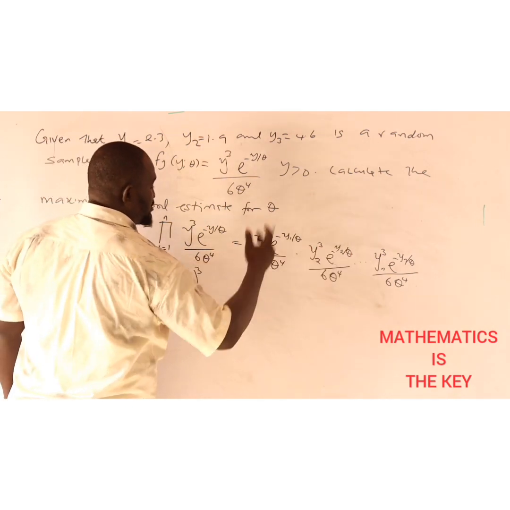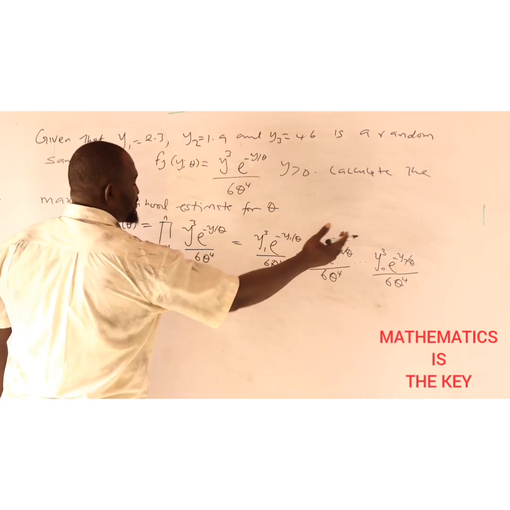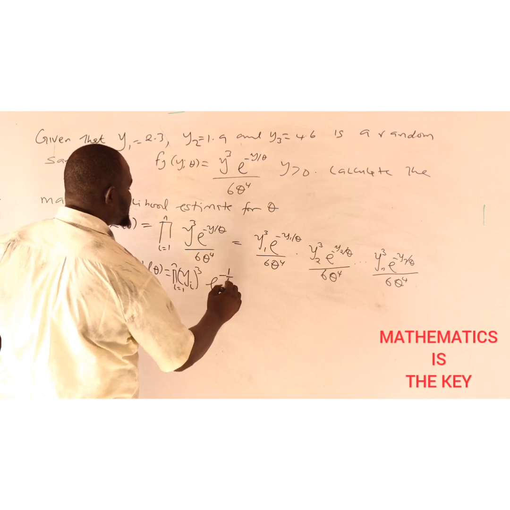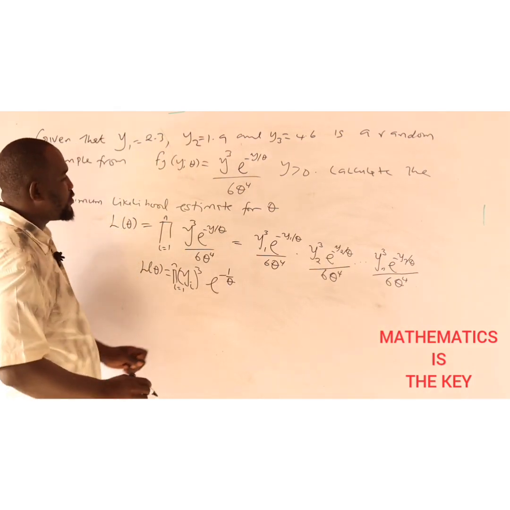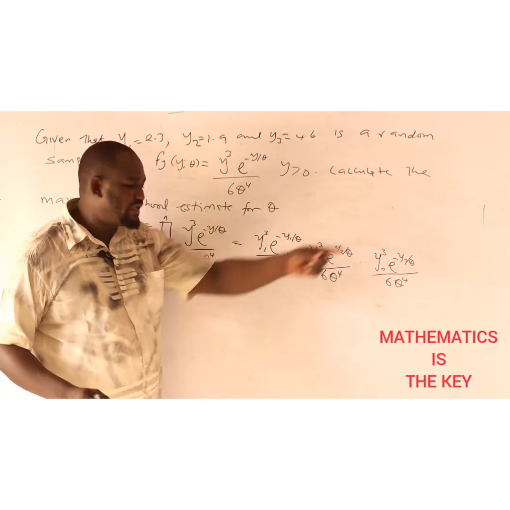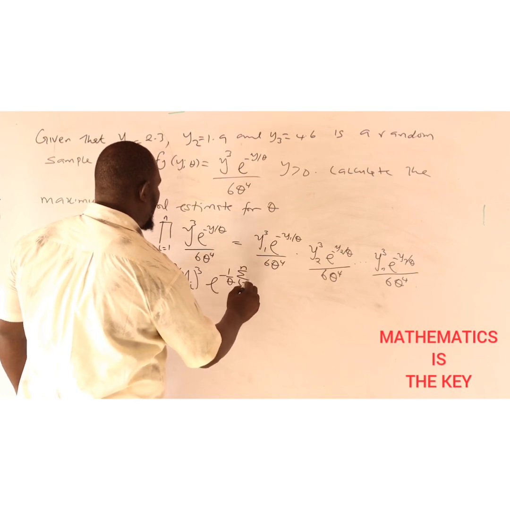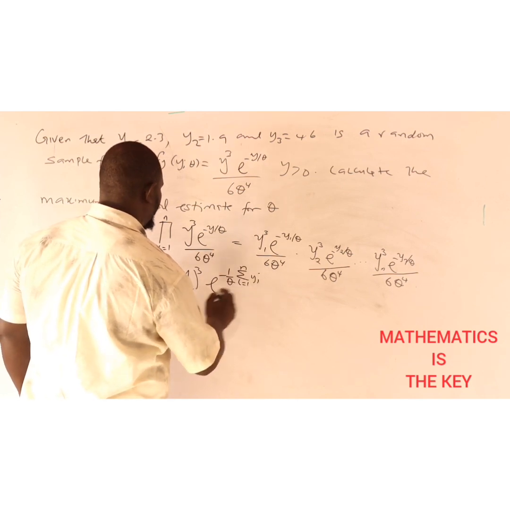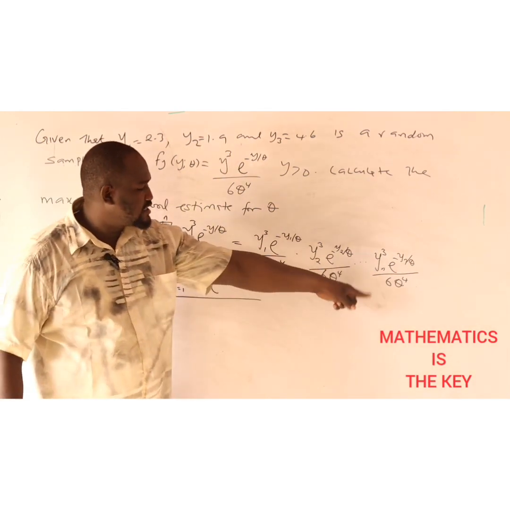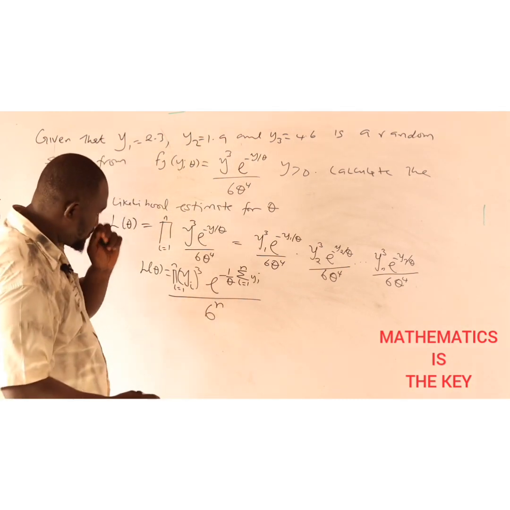Exponential is common here, multiplying each other, so it is a base. What do we do? We add the powers. In the powers, as you can see, minus 1 over theta is common. We are left with y1 plus y2 plus y3 up to yn, so we have the summation to n of i equals 1 of yi, all over 6 times 6 times 6 up to n times, so we have 6 to the power of n.